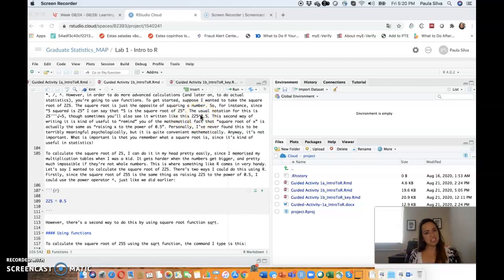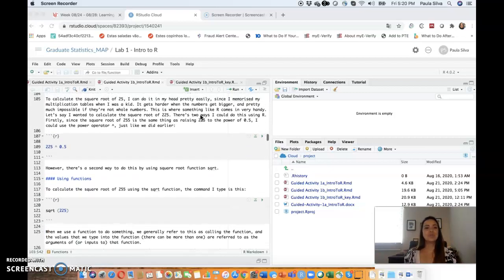The second way of writing is kind of useful to remind you of the mathematical fact that the square root of x is actually the same as raising x to the power of 0.5. Personally, I've never found this to be terribly meaningful psychologically, but it is quite convenient mathematically. Anyway, it's not important. What is important is that you remember what a square root is, since it's kind of useful in statistics. To calculate the square root of 25, I can do it in my head pretty easily since I memorized my multiplication tables when I was a kid. It gets harder when the numbers get bigger, and pretty much impossible if they're not whole numbers.